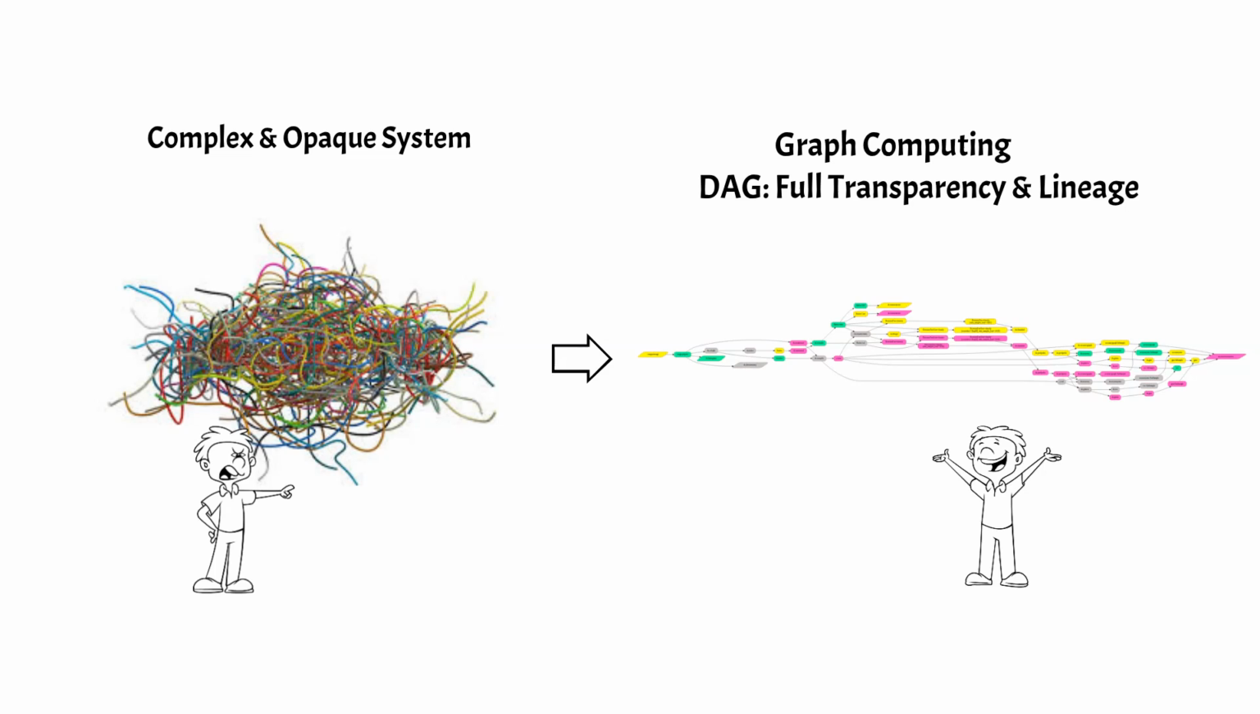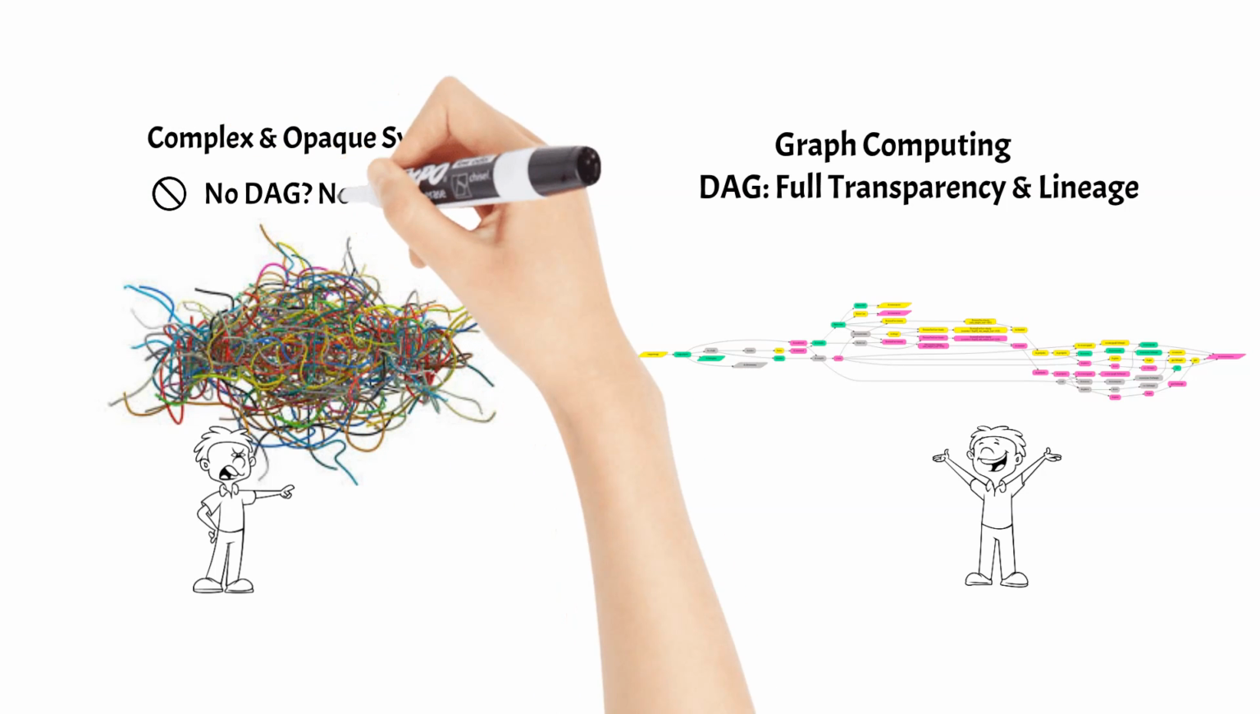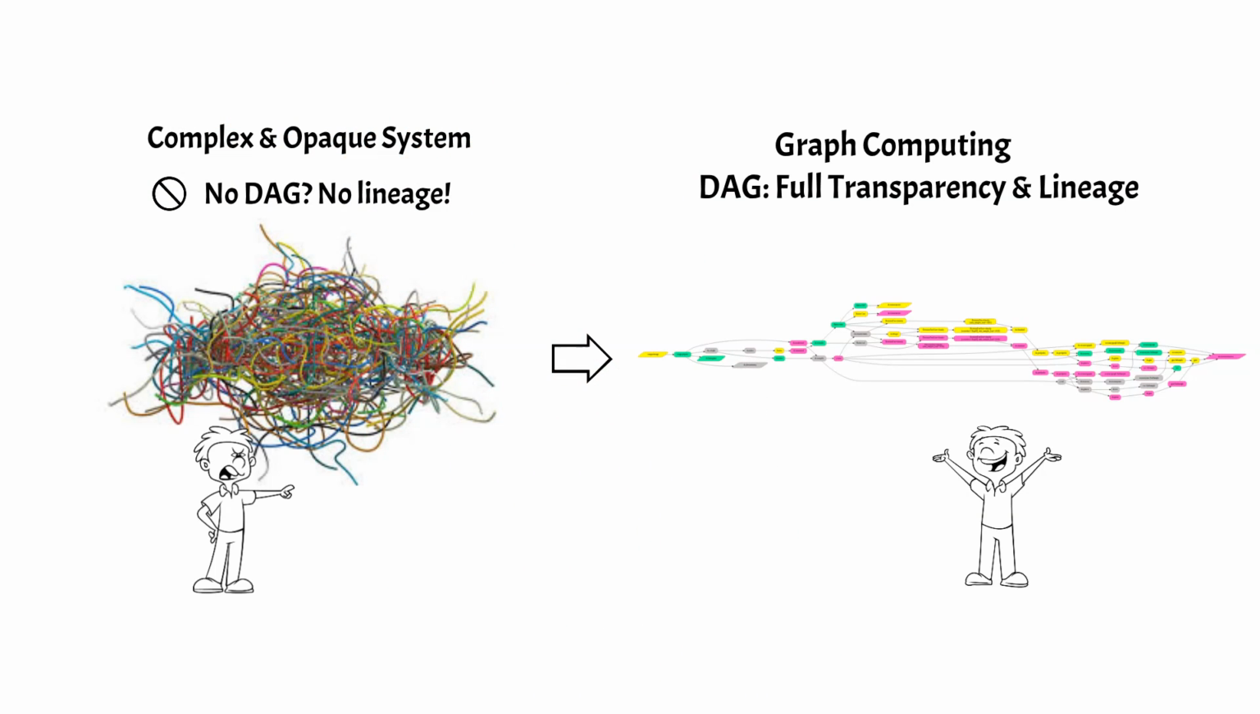You may be wondering why we can't have lineage in the traditional programming paradigm. Well, a DAG is the only way to implement true end-to-end data and analytical lineage. There's simply no other way around it. If you already built a system with full lineage, then congratulations. You have created your own graph computing solution.